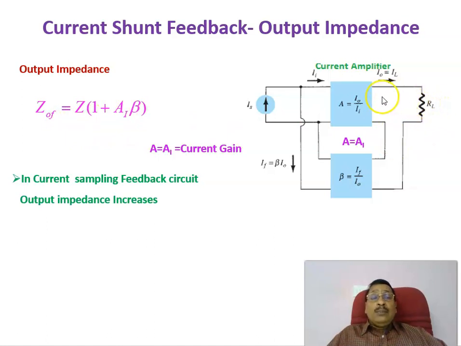Therefore, the output impedance depends on the type of sampling and the input impedance depends on the type of mixing. In this case, output impedance increases from Z to Z into 1 plus AI into beta. That is, output impedance with feedback is given by this equation, where AI is the current gain and beta is the feedback factor. Generally in a current sampling feedback circuit, the output impedance increases from Z to Z into 1 plus AI into beta. That is the observation in a current shunt feedback circuit.